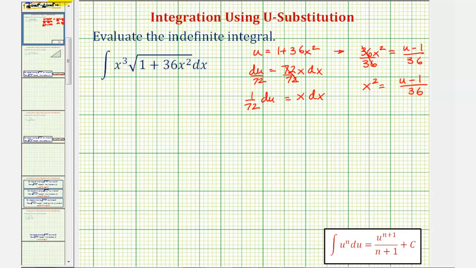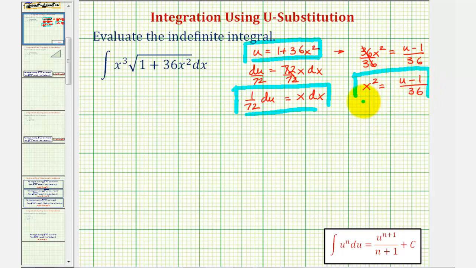So now we'll perform substitution using u equals 1 plus 36x squared, 1 over 72 du equals x dx, and x squared equals the quantity u minus 1 divided by 36. Before we do this, though, let's rewrite this as the integral of x times x squared. Let's write the square root as the quantity 1 plus 36x squared to the 1/2.